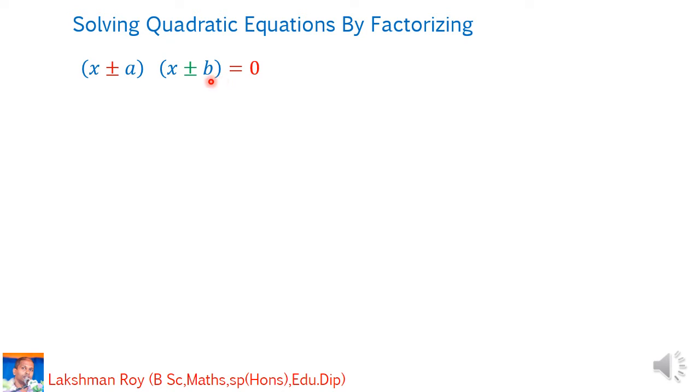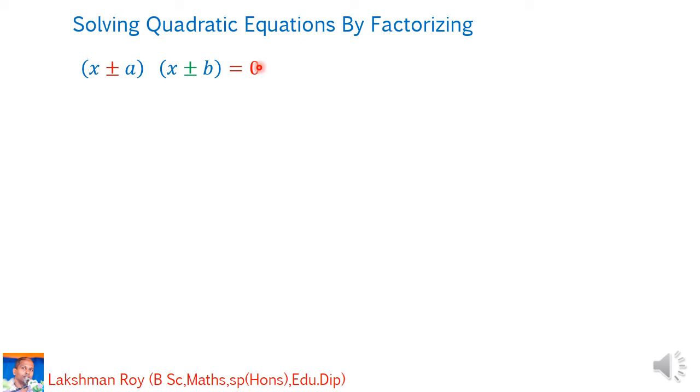If you can arrange any quadratic equation into this type, the middle is a product. This is a factor, this is another factor. So if you can arrange it as x plus or minus a number, and x plus or minus a number, equals 0, that means the product of two factors is equal to 0. What does that mean?